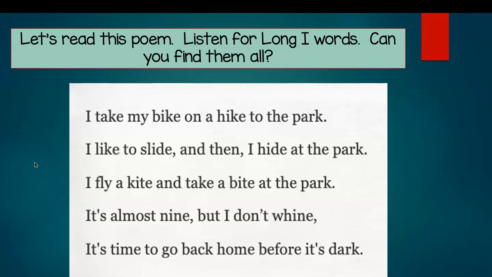Let's see if you could find them all. What words did you find? Did you find this one? What word is it? Bike. That's right. Where's another one? How about this one? Changed the B to a H. And now we have hike.